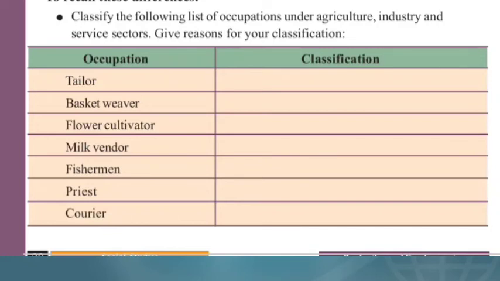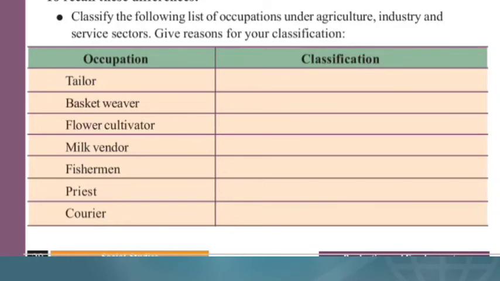Industries, basket weaver, industries. And next it is flower cultivator, flower. Flower cultivator. It is also nature dominant. How that flowers, we will get that flowers nature dominant, means primary sector.